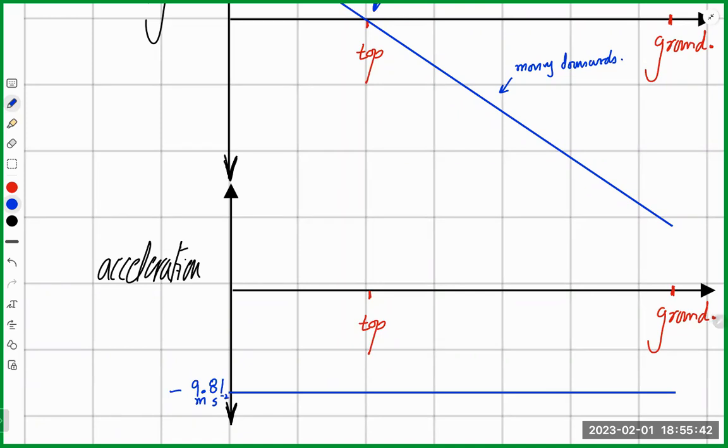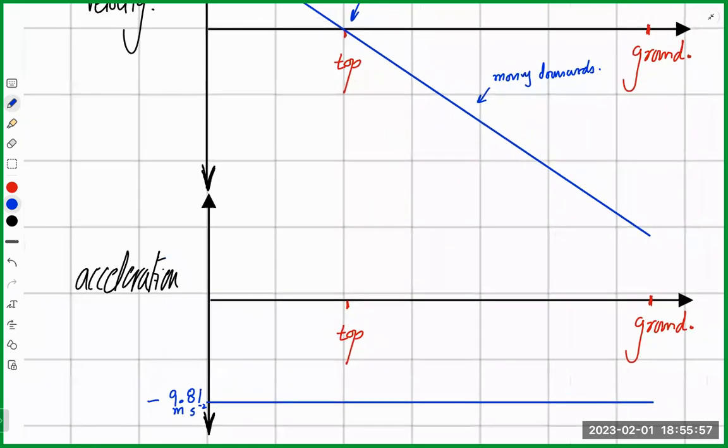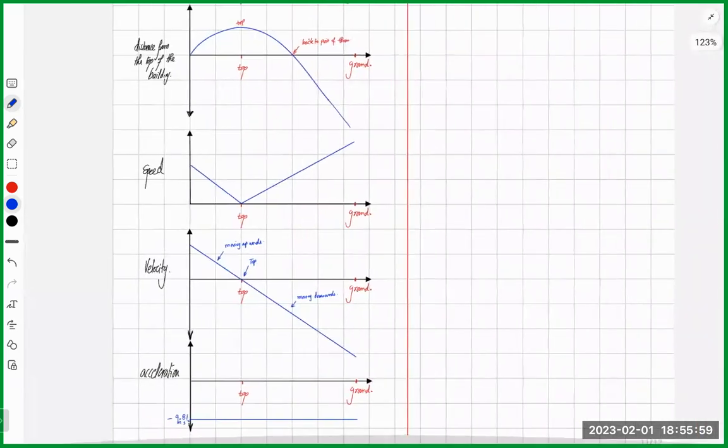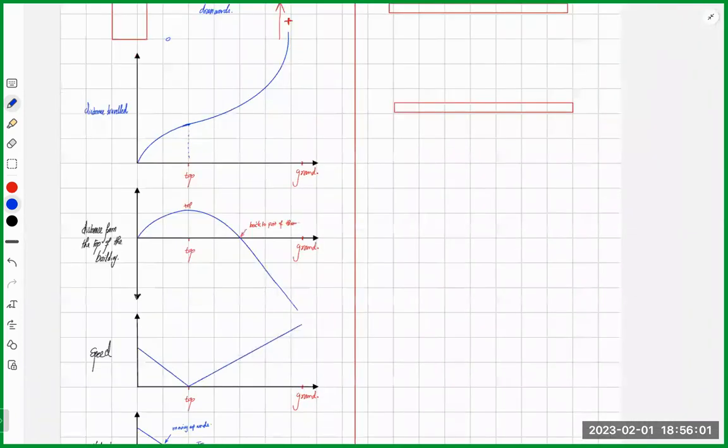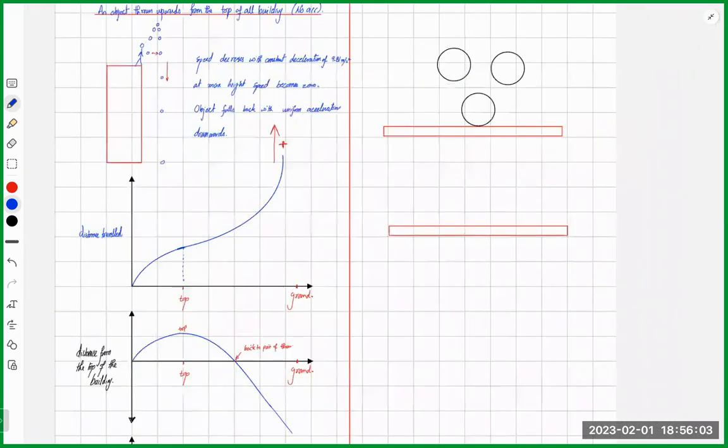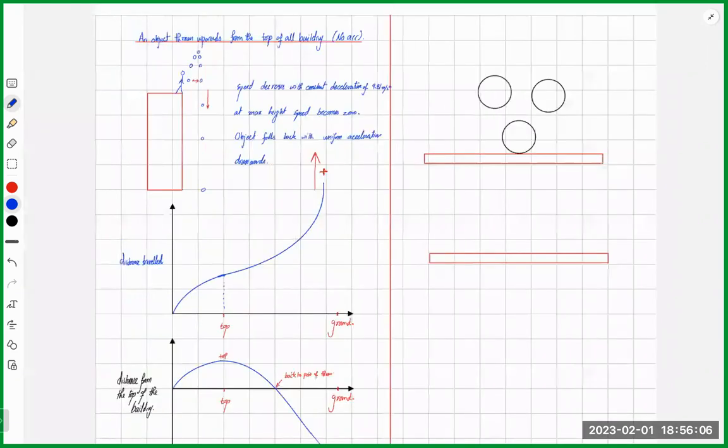Whether the object is coming down or going up or at the top or falling back, regardless of that, because there is only one force, there has to be only one acceleration. The other force, which can be air resistance, is completely ignored. Okay, so this is how all these things happen.